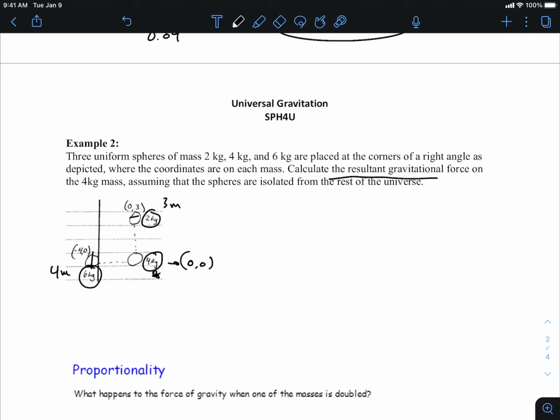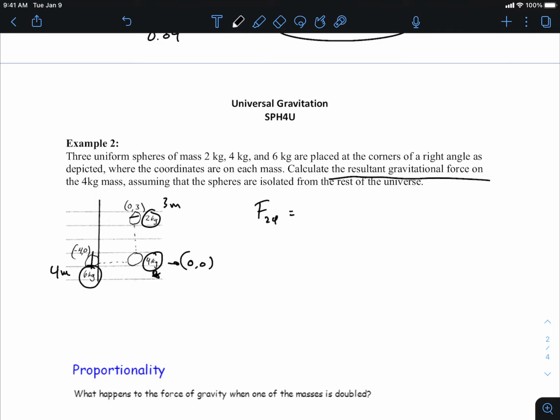Calculate the resultant gravitational force on the 4 kilogram mass. Okay, so basically what's going to happen to this 4 kilogram mass? What we need to do is find the force that the 2 kilogram mass is having on the 4 kilogram mass.